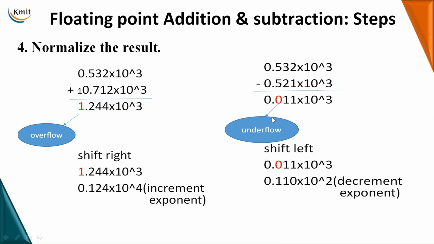So whenever there is an underflow situation due to the result of a subtraction, you have to perform a shift left operation on the result to get it into a normalized form. So you are going to perform a shift left so that your result becomes 0.110. I am shifting the 0 towards the left. So it becomes 0.110 into, when you are performing a shift left, you are decrementing the exponent. So it becomes 10 to the power of 2. So this is how you have to normalize the result in case of an underflow situation in a subtraction operation.